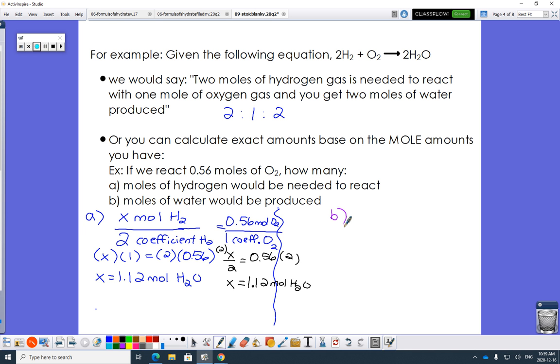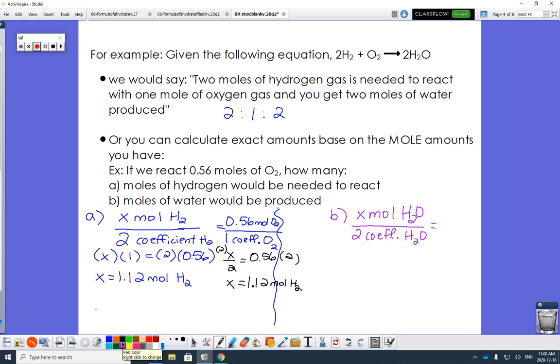So now B, we're going to do the moles of water, and we're going to do the same thing. So its coefficient is 2. But now on the other side of the ratio, we have 2 mole amounts. We have, oh my goodness. Sorry guys, I wrote H2O, it's not H2O.